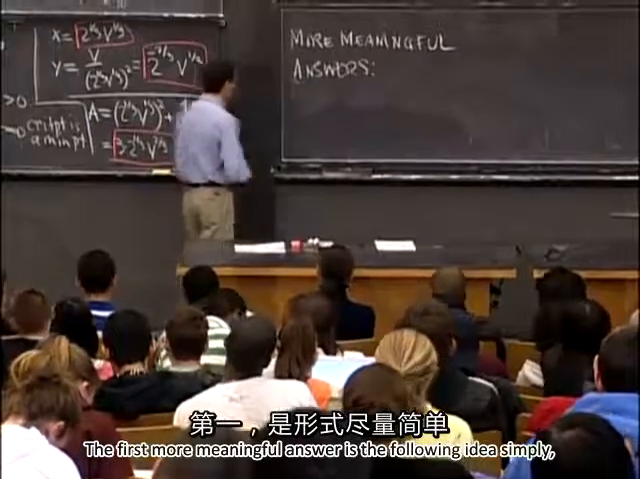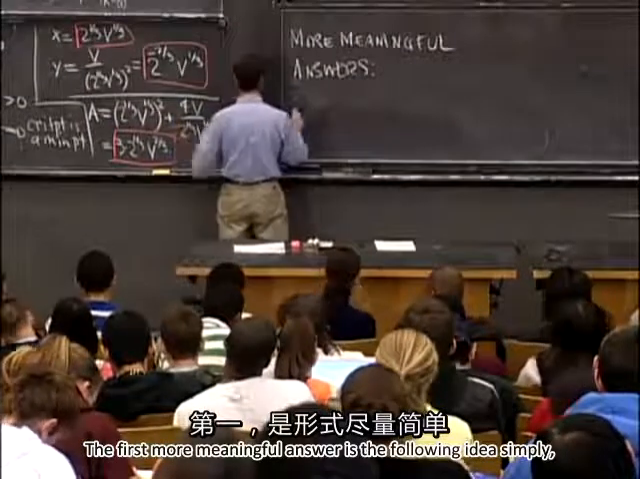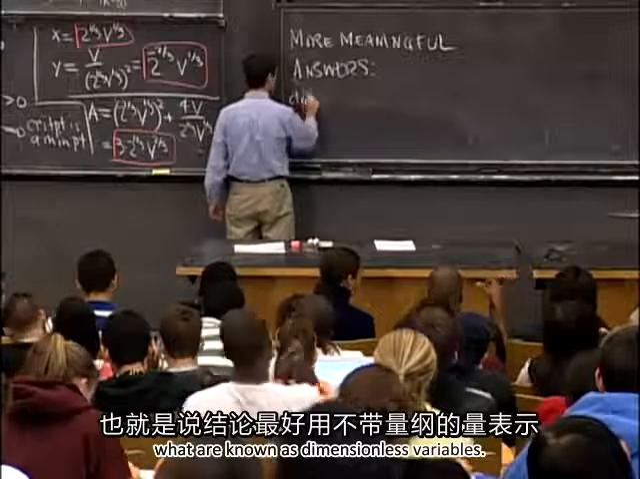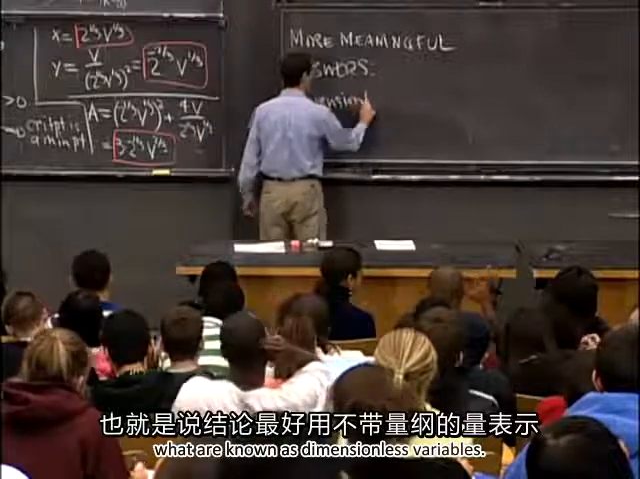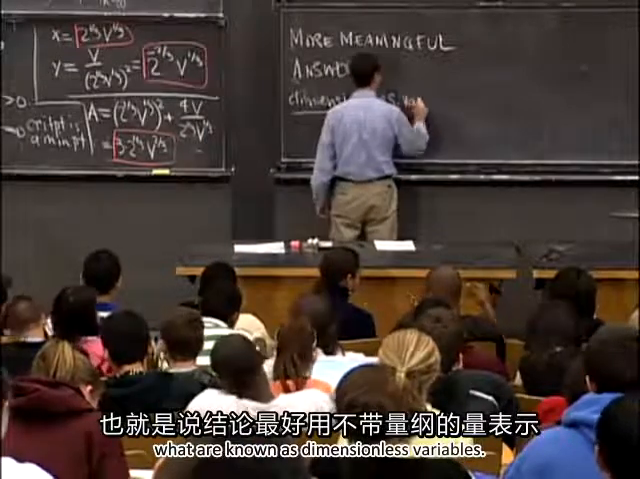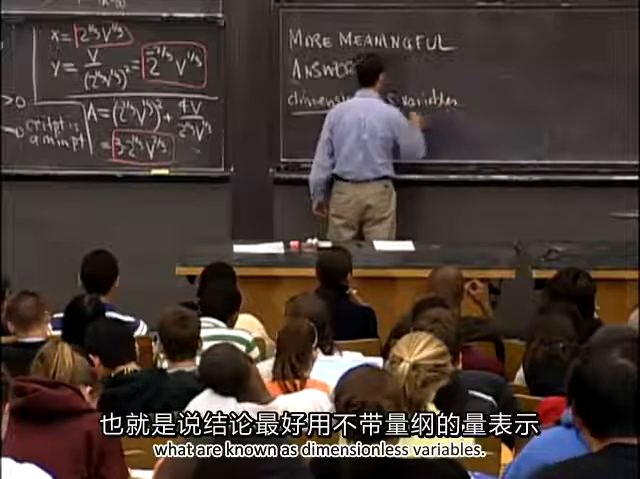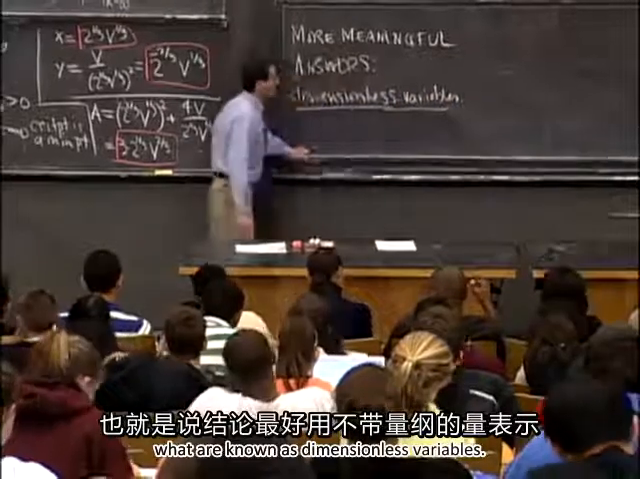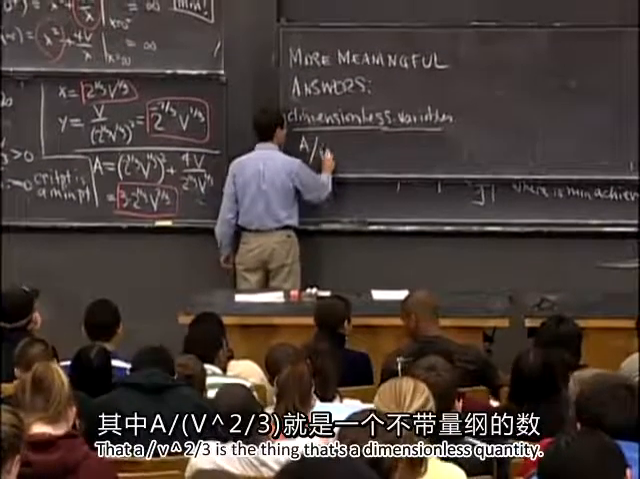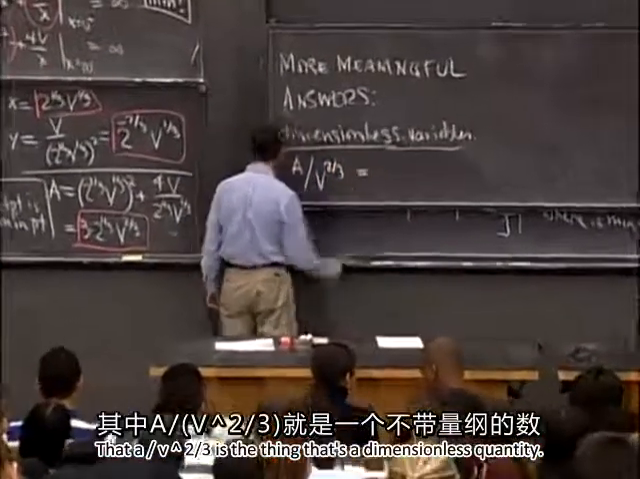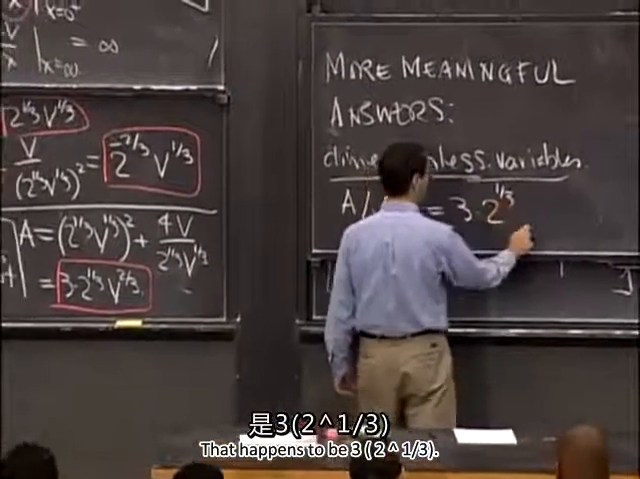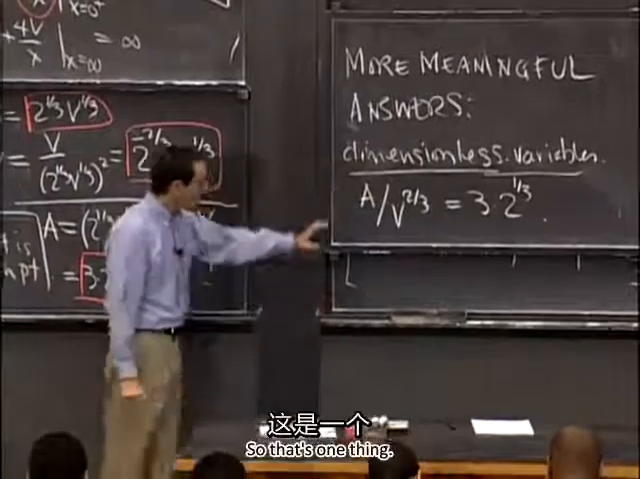is the following sort of idea. Simply, they're what are known as dimensionless variables. So the first thing that you notice is the scaling law. That a divided by v to the 2/3 is the thing that's a dimensionless quantity. That happens to be 3 times 2 to the 1/3. Okay? So that's one thing.